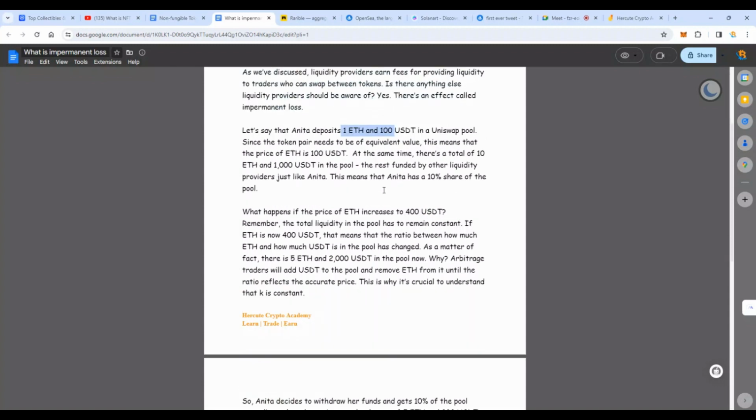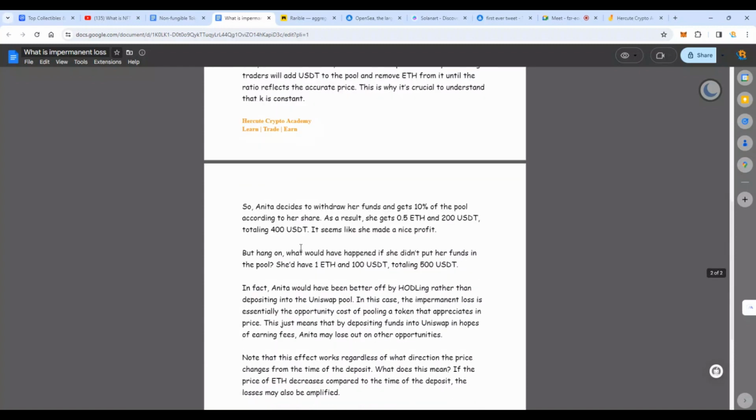Whatever Anita suffered is impermanent loss because she provided liquidity and the value of the assets in the liquidity pool fluctuated. Okay? The value of the assets in the liquidity pool fluctuated. So, what would have happened if she didn't put her funds in the pool? She'd have 1 Ethereum and 100 USDT, which would have totaled 500. So in fact, Anita would have been better off by hodling rather than depositing into the Uniswap pool.